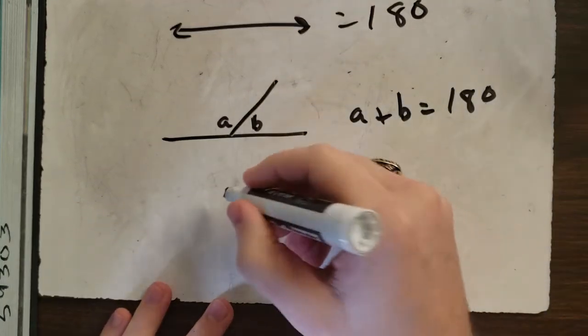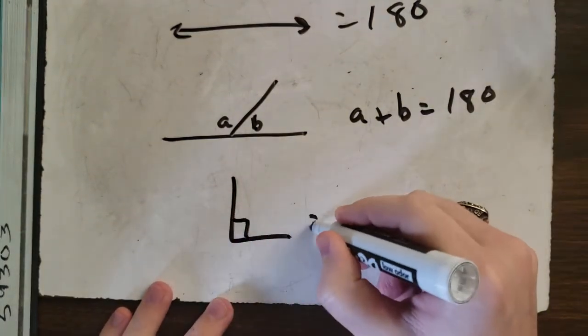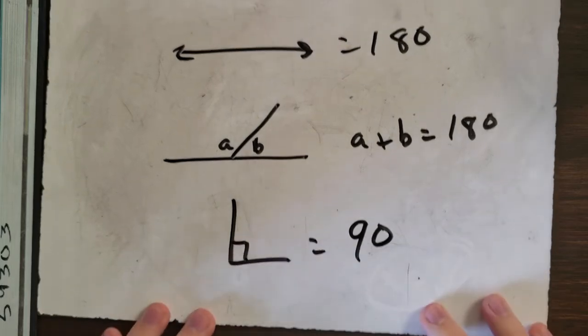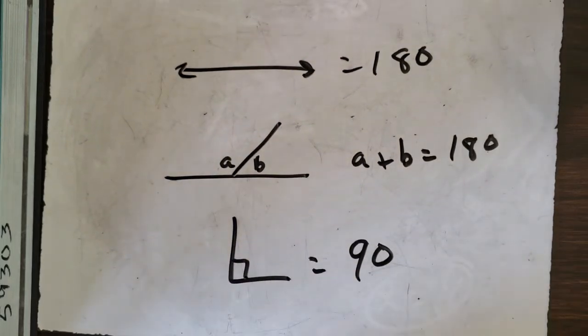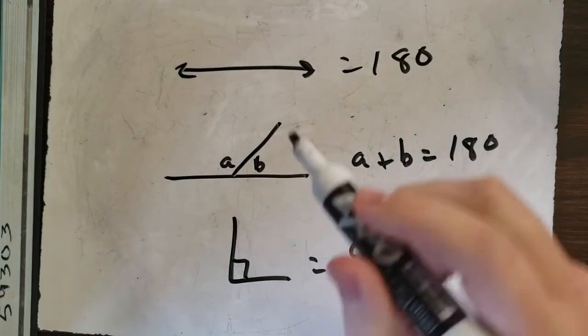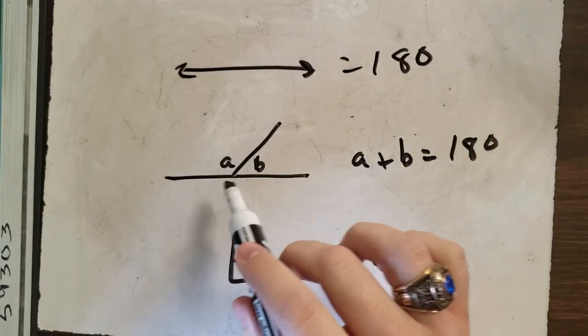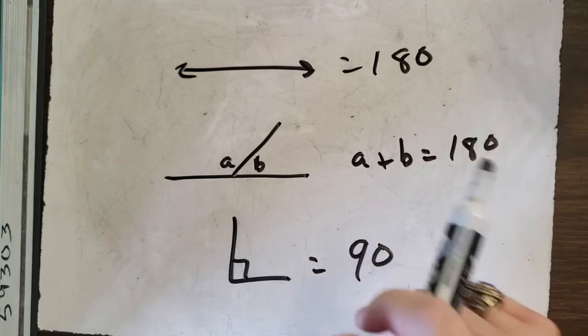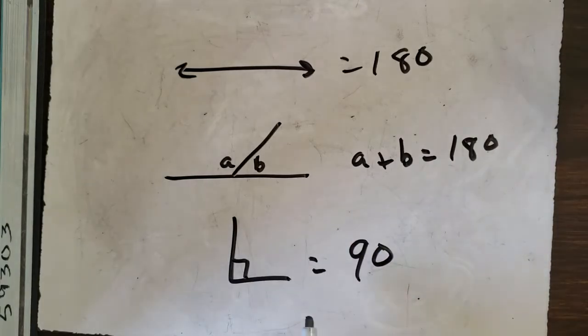And then of course, if you have a right angle, the angle equals 90. So these are really your main things. Remember that a flat line is 180 degrees. If you have anything coming out here, it adds up to 180 degrees. A right angle is 90 degrees. Those are the main rules. So what it's going to give you is a triangle, and you find the missing angle.